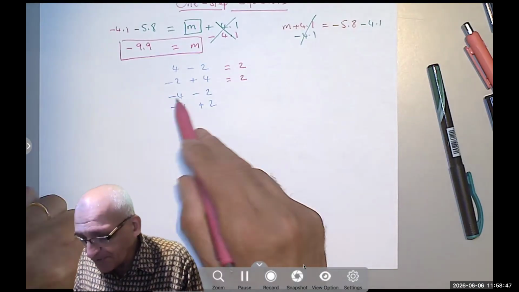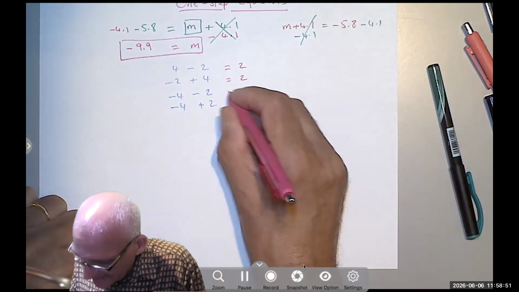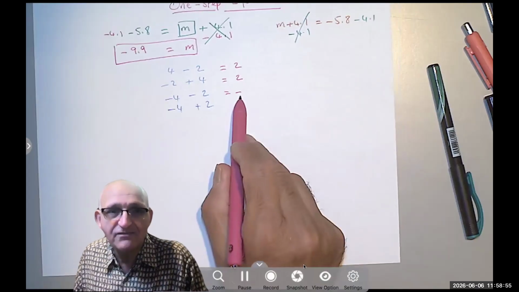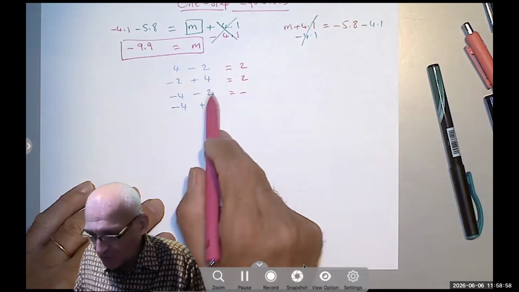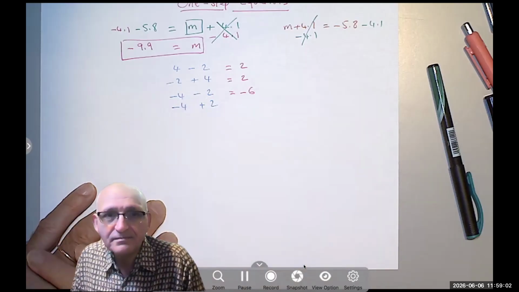When I have two numbers that are both negative, I will place the negative sign and assume they are positive because I already took the negative from them. And I say 4 plus 2 is 6, so negative 4 minus 2 is negative 6.